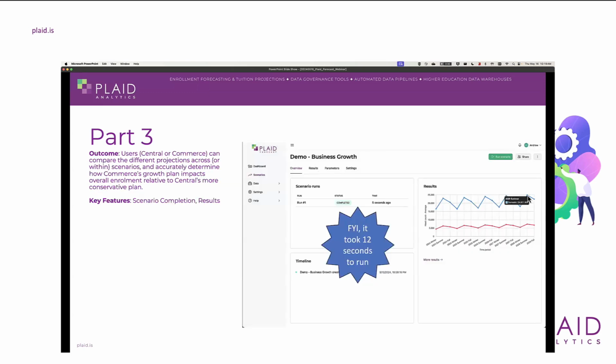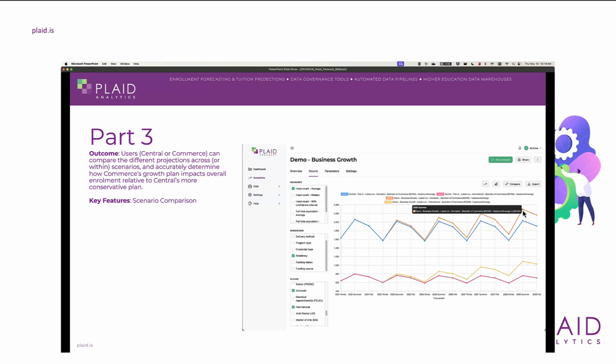And then part 3 is running the model. So it took 12 seconds to generate the Commerce scenario. It's a little bit different than what the Central scenario was, remembering that it has growth. And here we see the results of that. So we can see that Commerce is showing on the top there in orange for domestic, they're showing about a 300 increase relative to Central's more conservative plan, and similar story for the international lines that are down near the bottom. The yellow line is about 300 students higher than the red line.